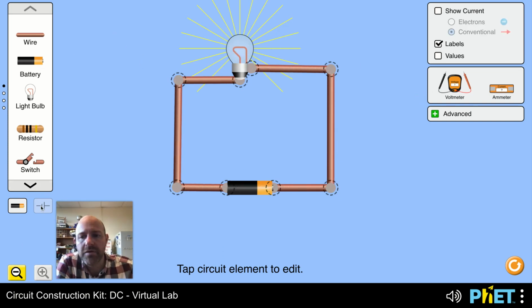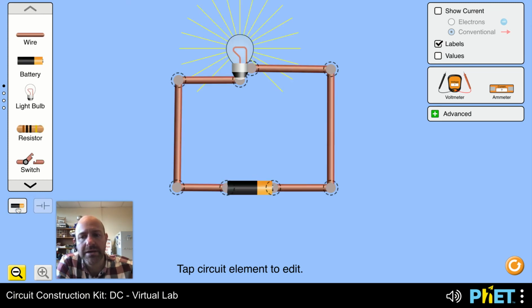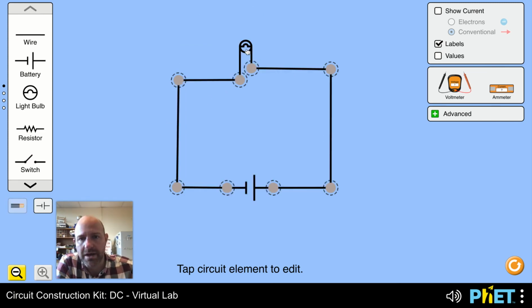And if you go over here below the pictures of the items, you can switch between real-life representations and what's known as schematic mode. Now, the one here that is kind of different: normally we just draw a circle for a light bulb.